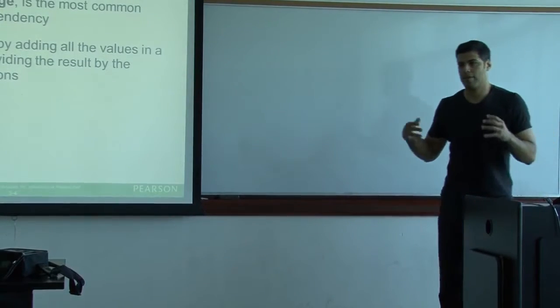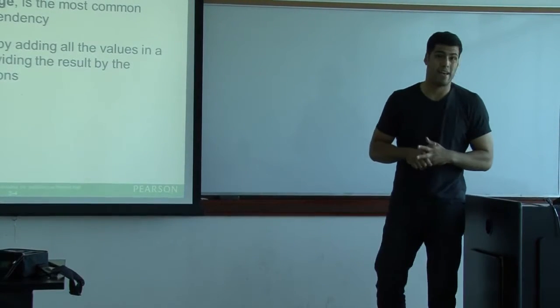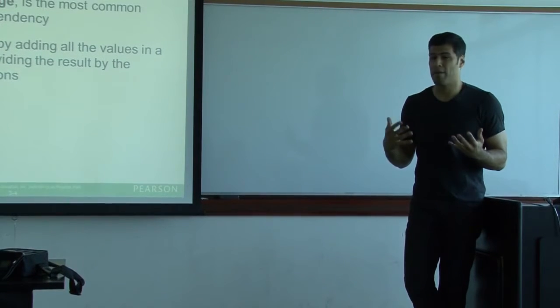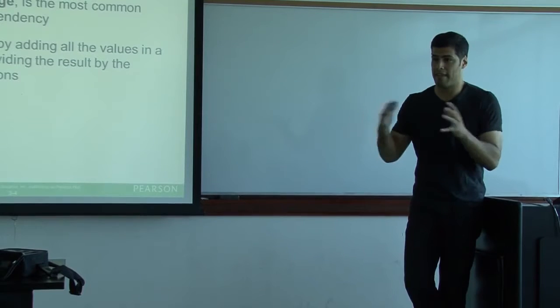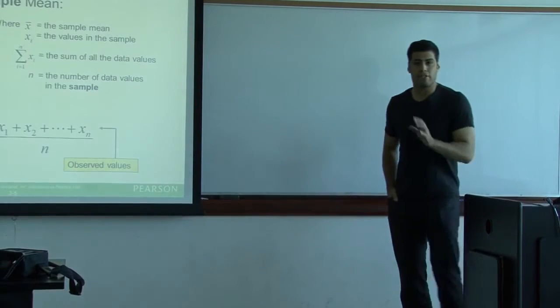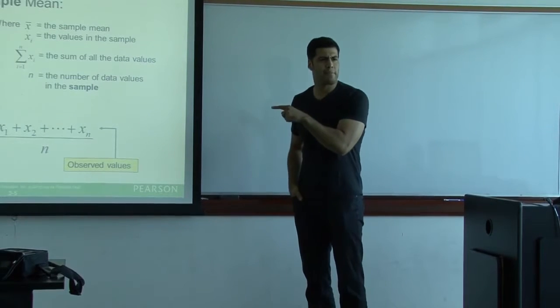We have a data set with n number of observations, you add them up and you divide it by n, right? Where n, we said last time, was the size of the data set, the number of observations in the data set. All right, so now let's look at the notation. We're going to work on an example in a minute.